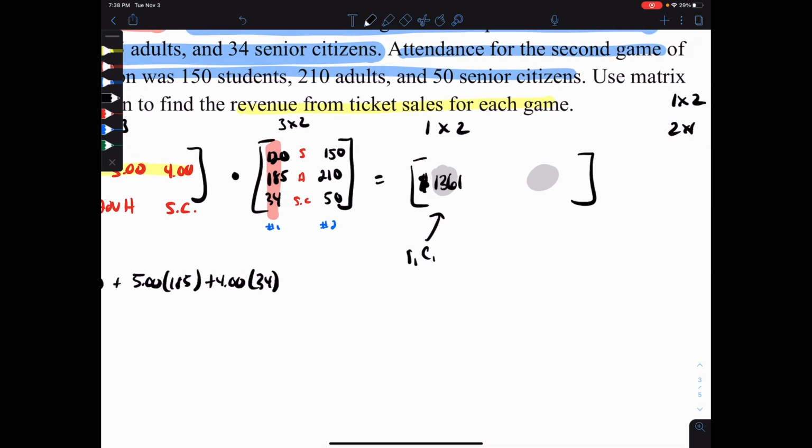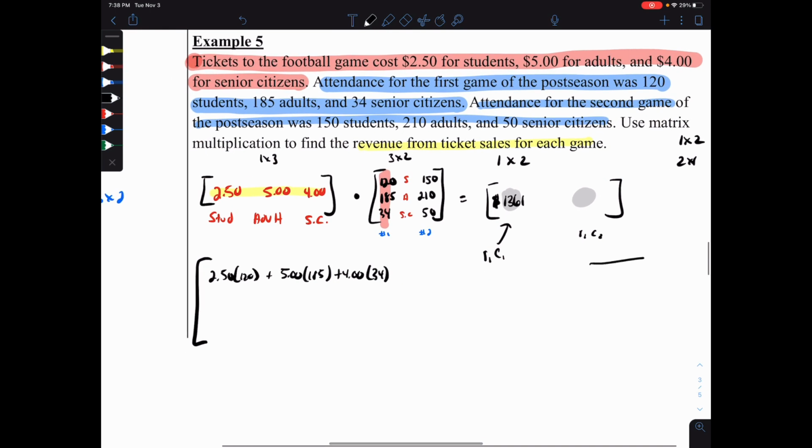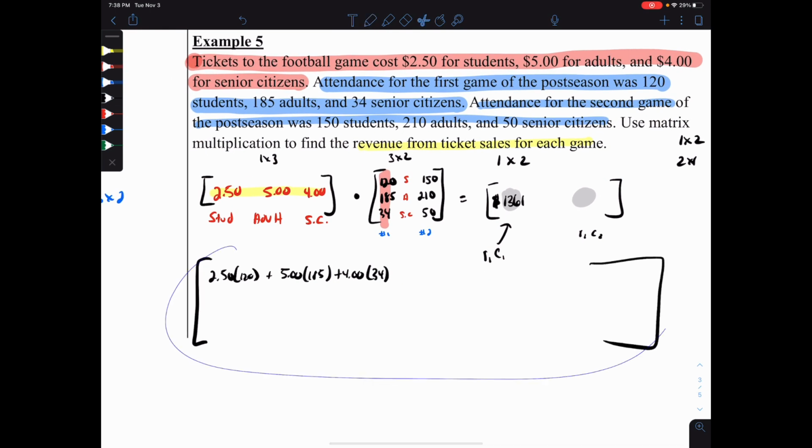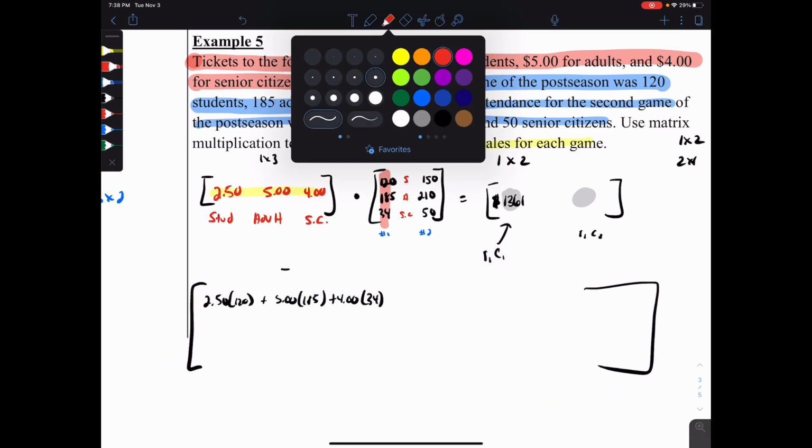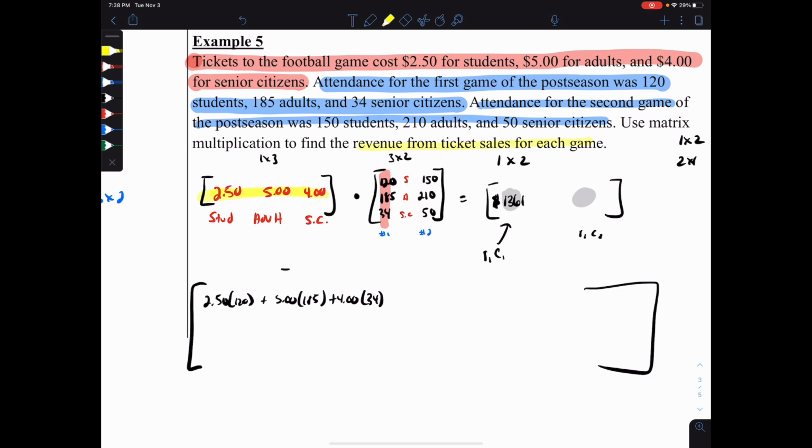Now, the last element we're missing is in row 1, column 2. So in my work matrix, I'm going to try to put that in the same place, row 1, column 2. So again, I would take the first row in the first matrix and multiply it by the second column.